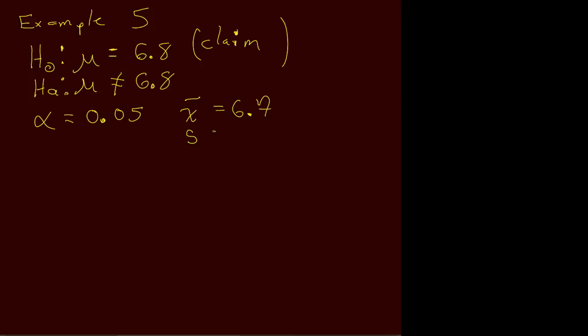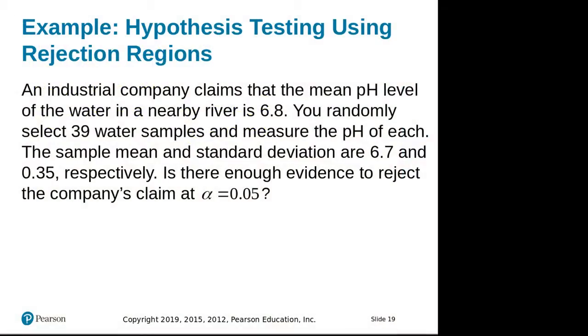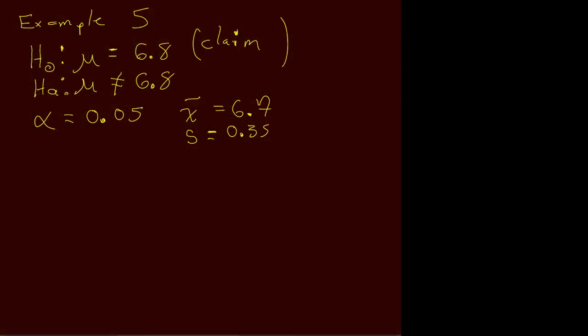And our standard deviation, and notice I'm using an S because it's the sample standard deviation, was 0.35. All right. So I'm just going to switch back here and we'll look at this again. They claimed 6.8. We took 39 samples. We got an average of our samples of 6.7, a standard deviation of 0.35, and an alpha of 0.05. And so the only thing I didn't put in here was that our number of samples was 39.